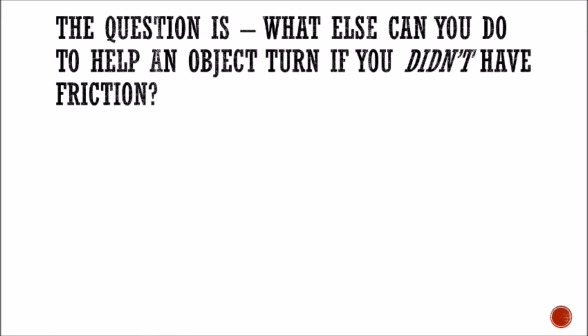The question is now, what if we didn't have friction to help us? What else could we use to allow an object to make a turn? Or a different kind of question could be, what else could we add to an object that's turning to allow it to turn more effectively? Okay, and I'm going to show you some examples, and you're going to be able to pick out the common thread very clearly here. So here's the first example.